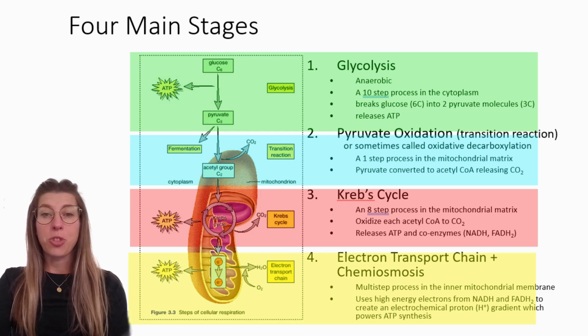So glycolysis, which we're going to get into today, has 10 steps in the process for glucose to be transformed into pyruvate.